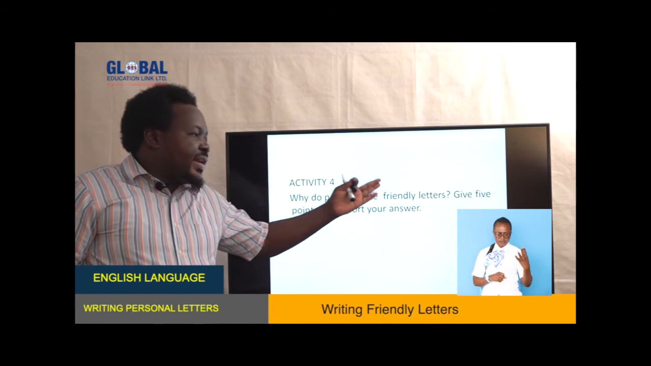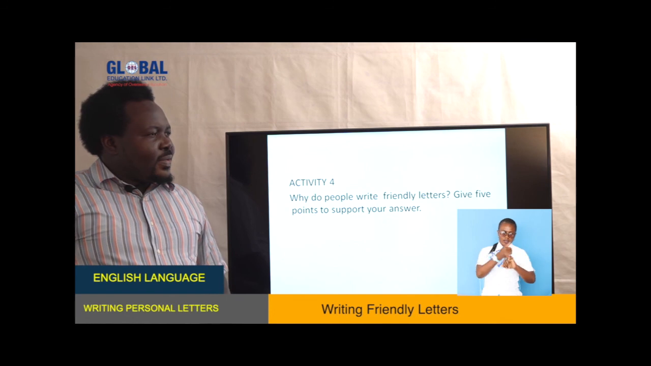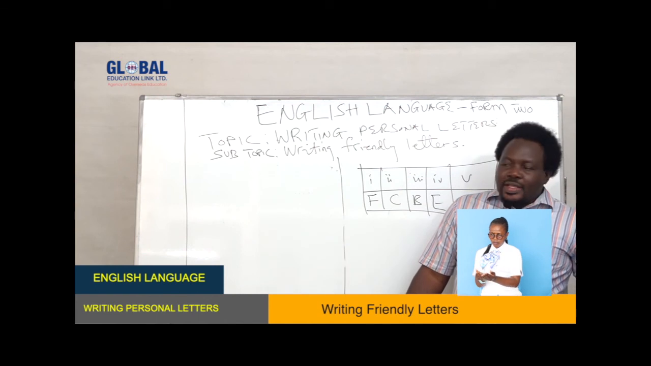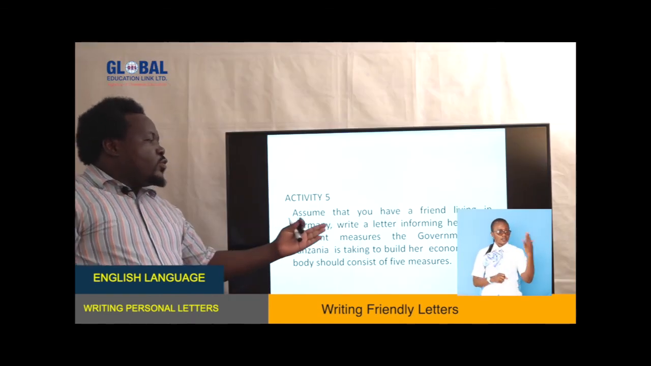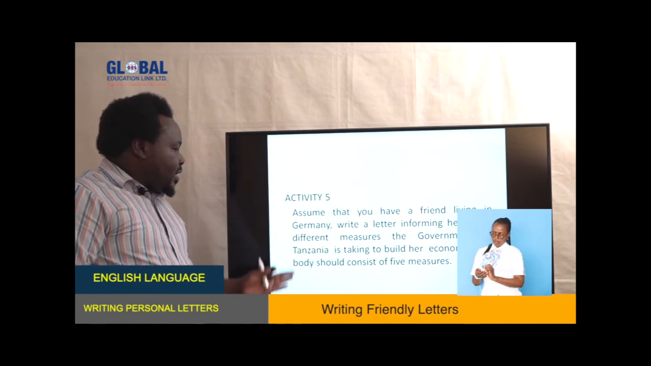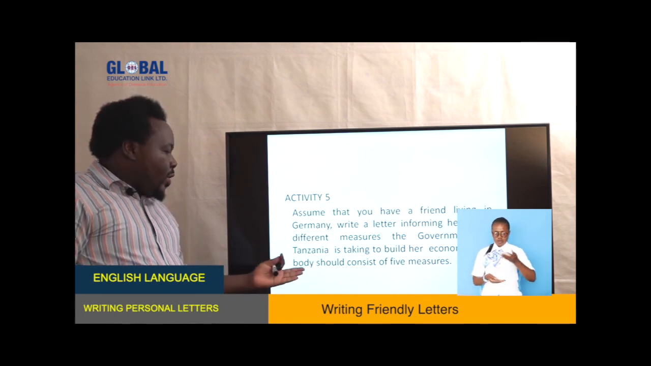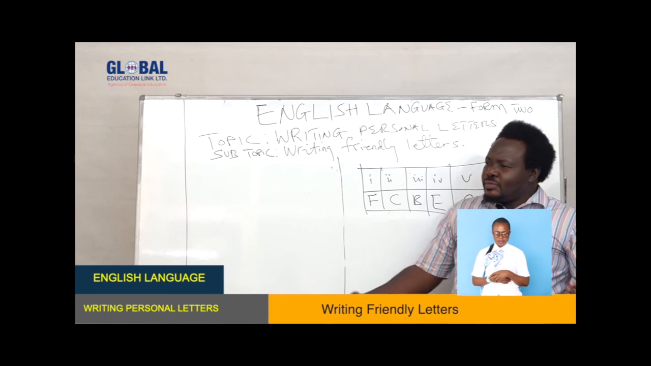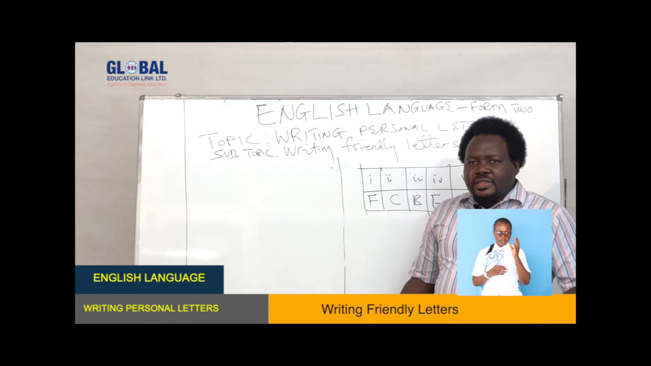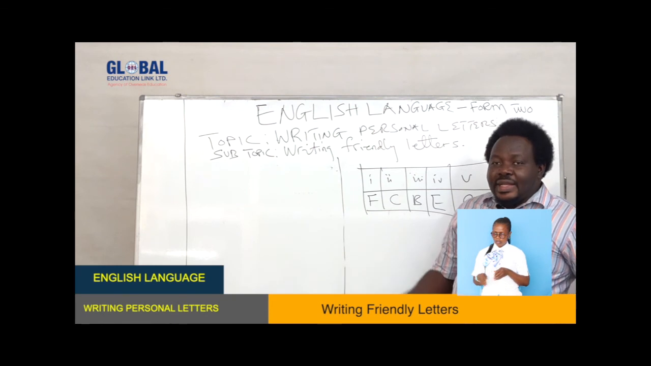Activity 4. Why do people write friend letters? Why are friend letters written? We've seen: to inform, to request, and others. Another question here. Assume that you have a friend living in Germany. Write a letter informing her about the different measures the government of Tanzania is taking to build her economy. Your body should consist of 5 measures. Write them, the measures. So, for your measures here, you have to see what is done here in Tanzania.